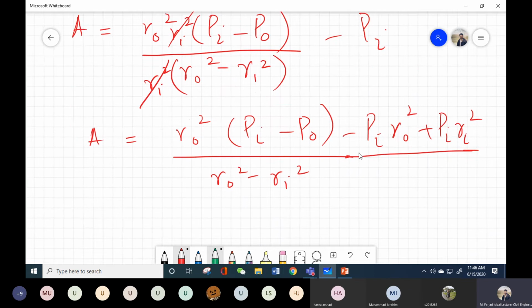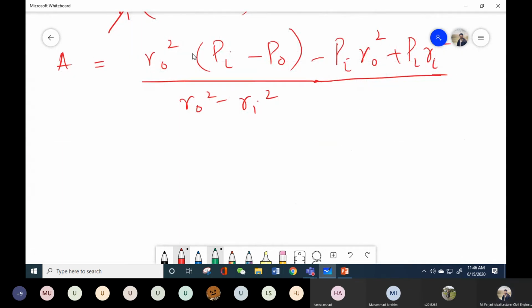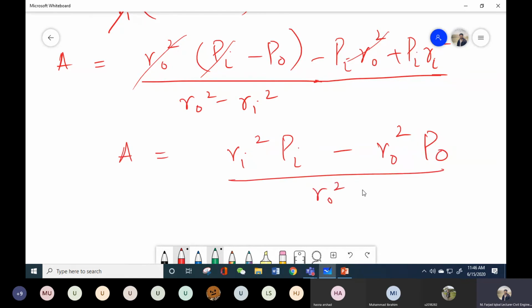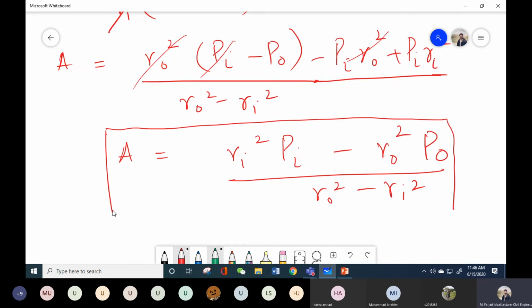So if you simplify this further, this factor will be cancelled out with this one. So we will be left with A is equal to Ri square Pi minus R naught square P naught over R naught square minus Ri square. So this is the expression for A.